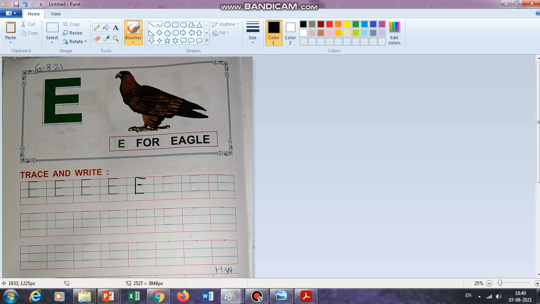One more time, standing line, sleeping line, sleeping line, and one more sleeping line. This way you will write capital E in the English workbook.